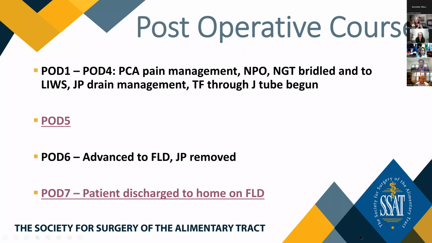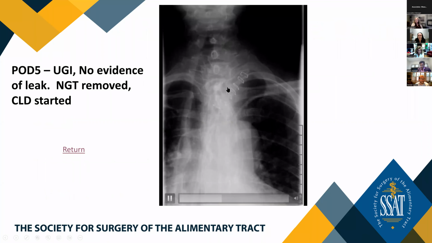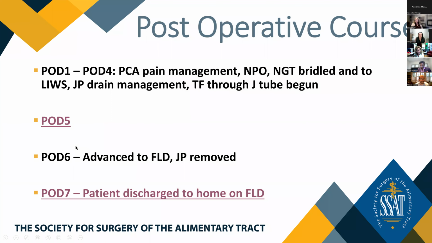Post-operative day 1 through 4, she was maintained on PCA for pain management, NPO, with an NG tube bridled to low intermittent wall suction. Then on post-operative day 5, we obtained an upper GI, which you can see here, runs through very quickly, but you can see right down without evidence of leak. At that point, her NG tube was removed and we started her on a clear liquid diet. On post-operative day 6, she was advanced to full liquids. Her JP was removed and she was discharged to home on a full liquid diet and did well post-operatively.